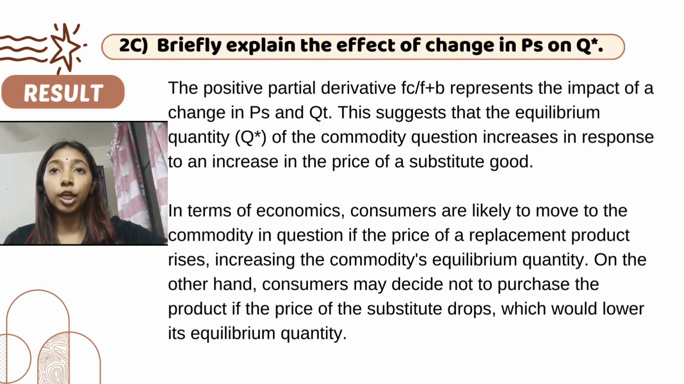This suggests that the equilibrium quantity of the commodity in question increases in response to an increase in the price of a substitute good. In terms of economics, consumers are likely to move to the commodity in question if the price of the replacement product rises, increasing the commodity's equilibrium quantity. On the other hand, consumers may decide not to purchase the product if the price of the substitute drops, which will lower its equilibrium quantity.